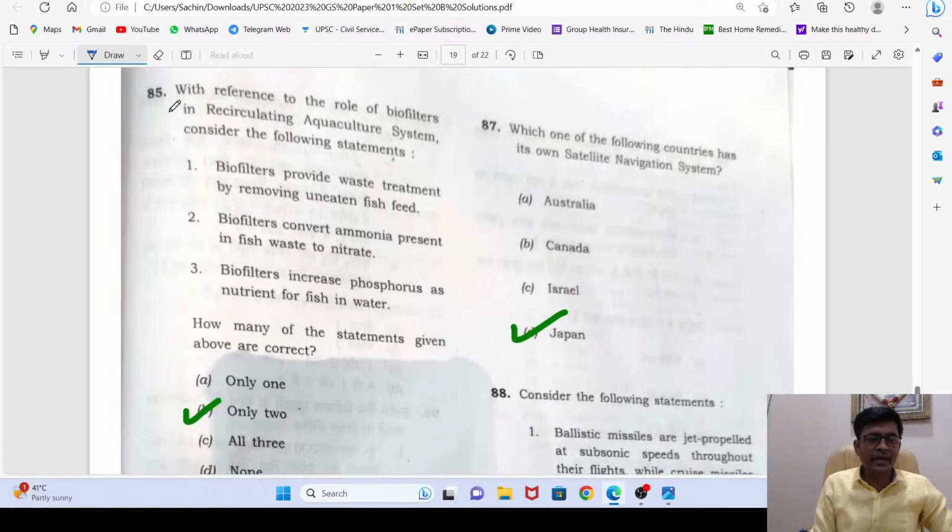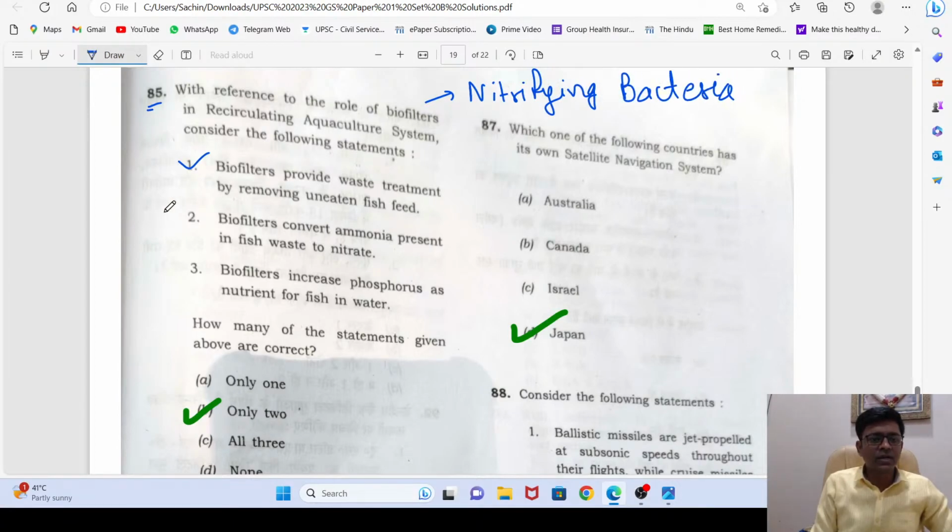Let's go ahead. Question number 85. See, biofilter provides waste treatment by removing uneaten fish feed. Correct. Remember, in these biofilters, nitrifying bacteria are present. Then biofilter converts ammonia present in fish waste to nitrate. Correct. But actually biofilters either maintain or reduce the phosphorus content. They do not increase it. That's why only two are correct. Very simple question from science and technology.